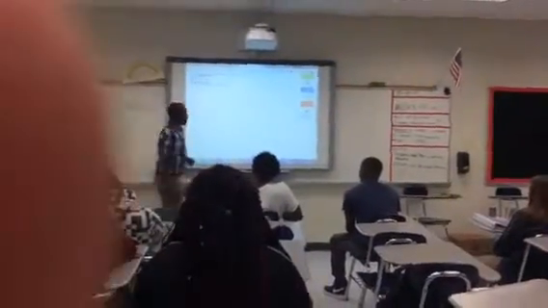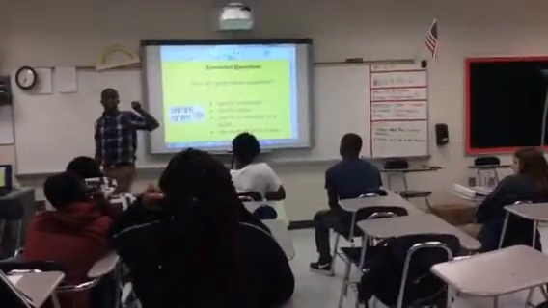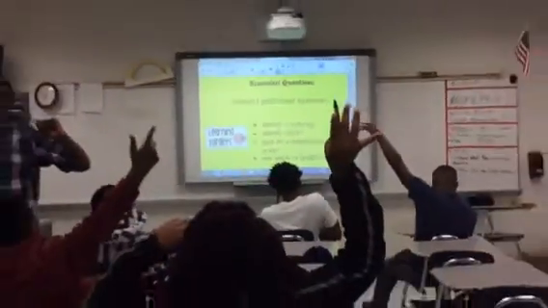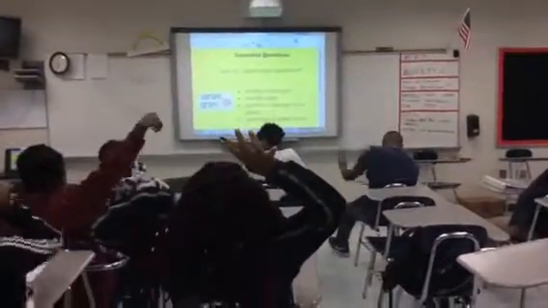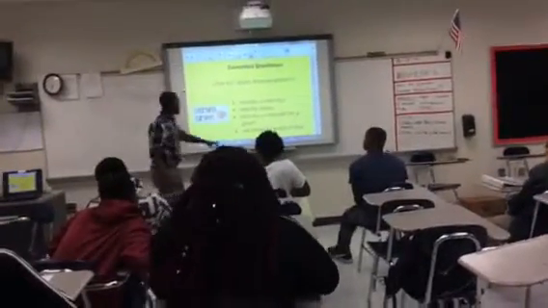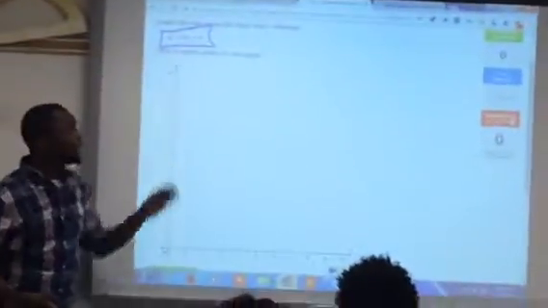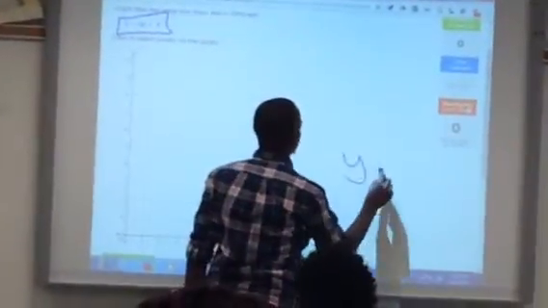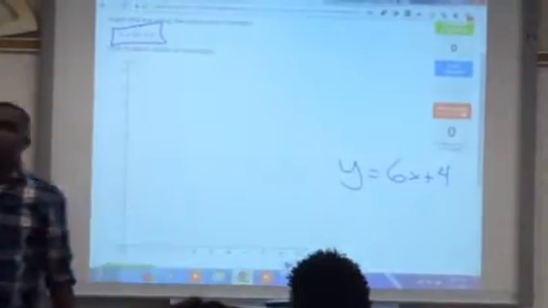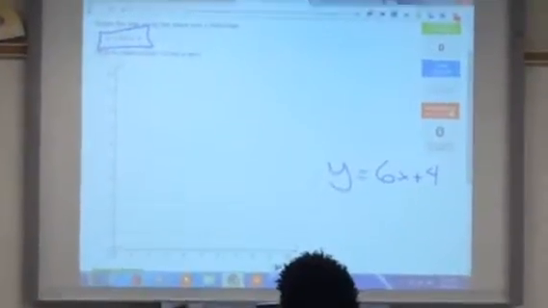So going back to my learning target, what's my first thing I want to be able to do? Raise your hand when you see it. What's the first thing I want to be able to do? John. I want to be able to identify the y-intercept. So if I come back here and look at my equation, which part of this equation is the y-intercept, John? 4, all right? John, come up to the board and plot 4.